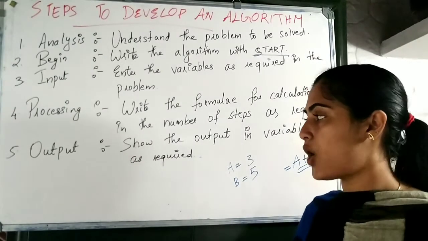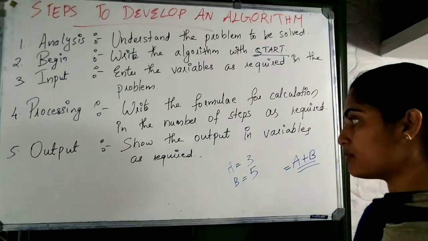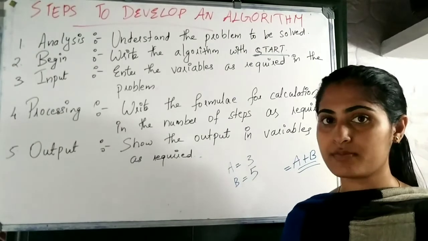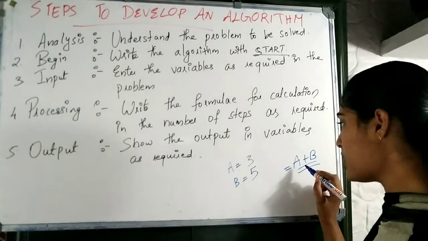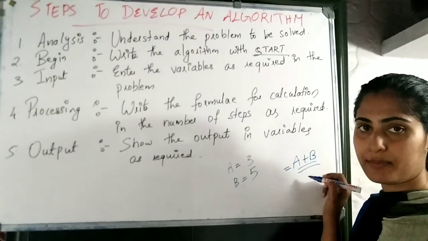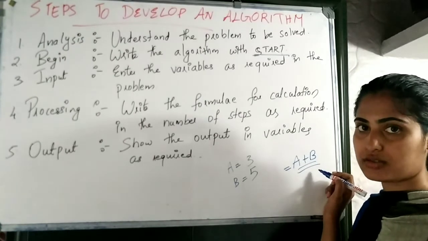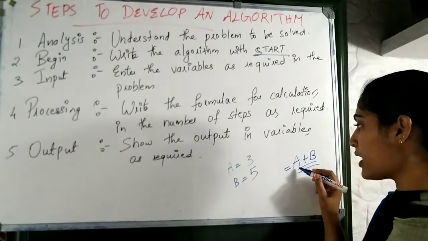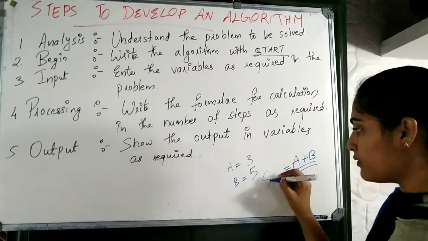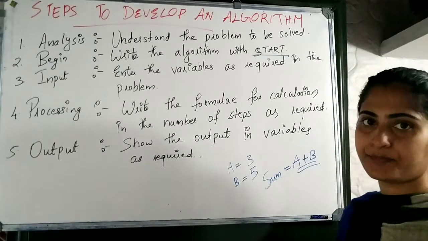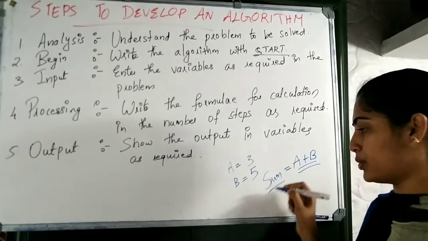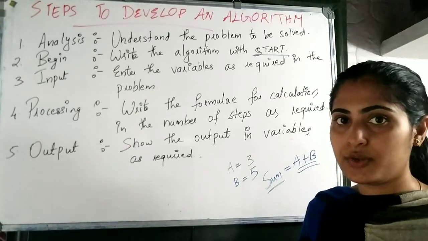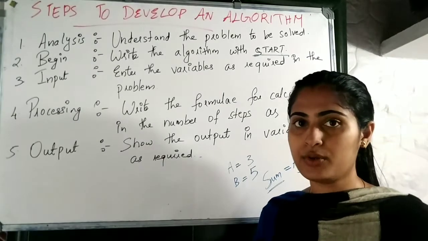And the last one is output. Show the output in the variables as required. So my problem is being processed. My problem was I want to add these two numbers, A plus B. So my processing is completed and I want to get the output. The output for A plus B is given to a variable sum. This sum is my output. You will get a clear idea of this when I am teaching you with an example.